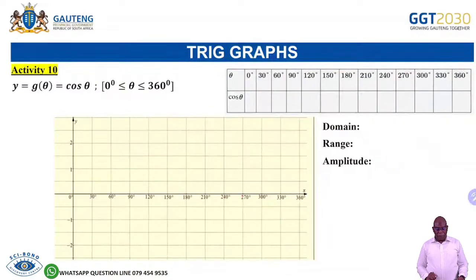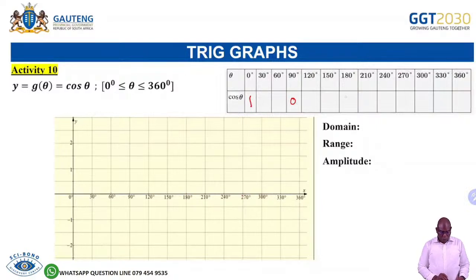With a cos graph, I'm going to do the same. Cos of 0 on the calculator will give you a 1. Cos 90 will give you a 0. Cos 180 will give you a negative 1. Cos 270 will give us a 0. And cos 360 will give us a 1. Now if we check, we have a 1 here, a 0, a negative 1, a 0, and a 1.